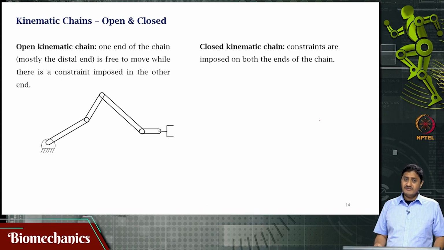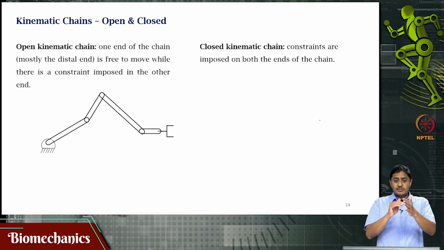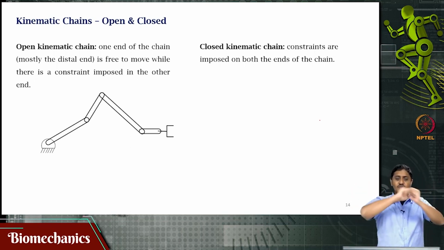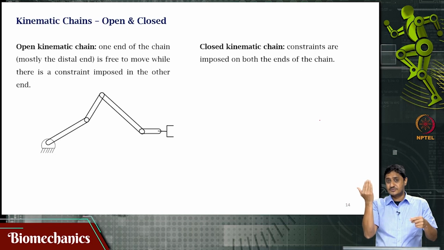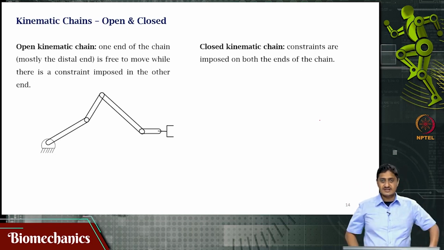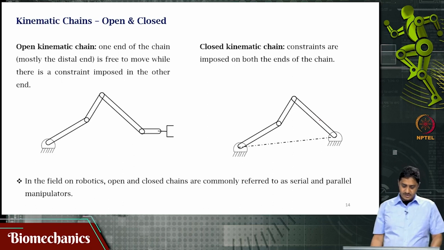Then you have a closed kinematic chain in which constraints are applied both on the distal end, also on the proximal end. Suppose my hand is attached to the other hand and it can move anywhere it wants, but it should not remove itself from the other hand like this, for example. Now, there is a constraint on this distal end also, right. So, constraints are imposed on both hands or both ends of the chain, right. This is a closed kinematic chain, right.